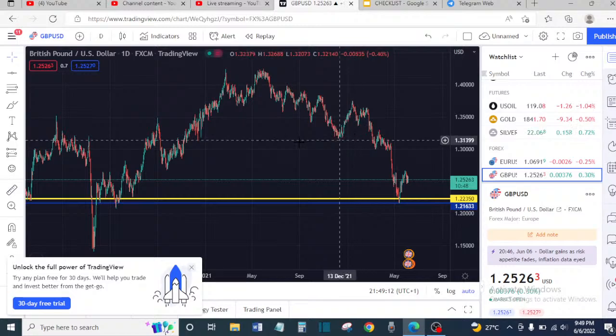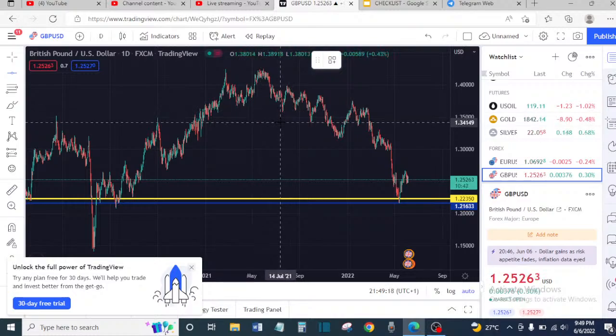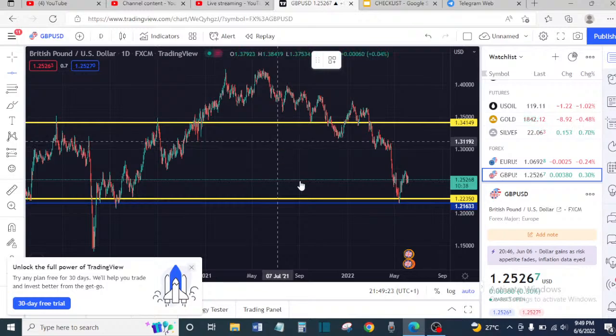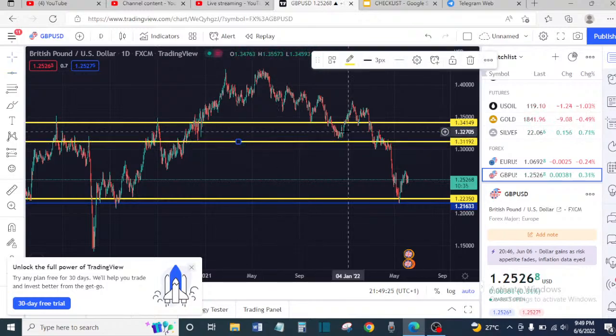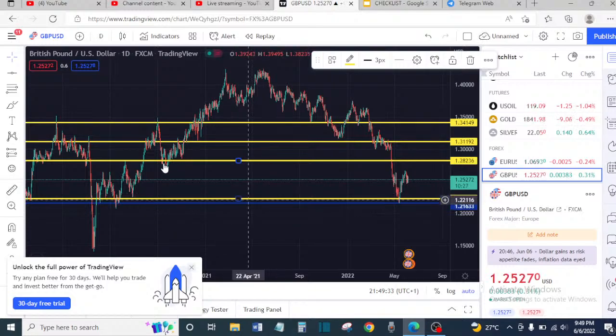These are stops in these areas, these are stops here, and this area too is an area of stops. So all these stops have been taken out, including this support area here too.